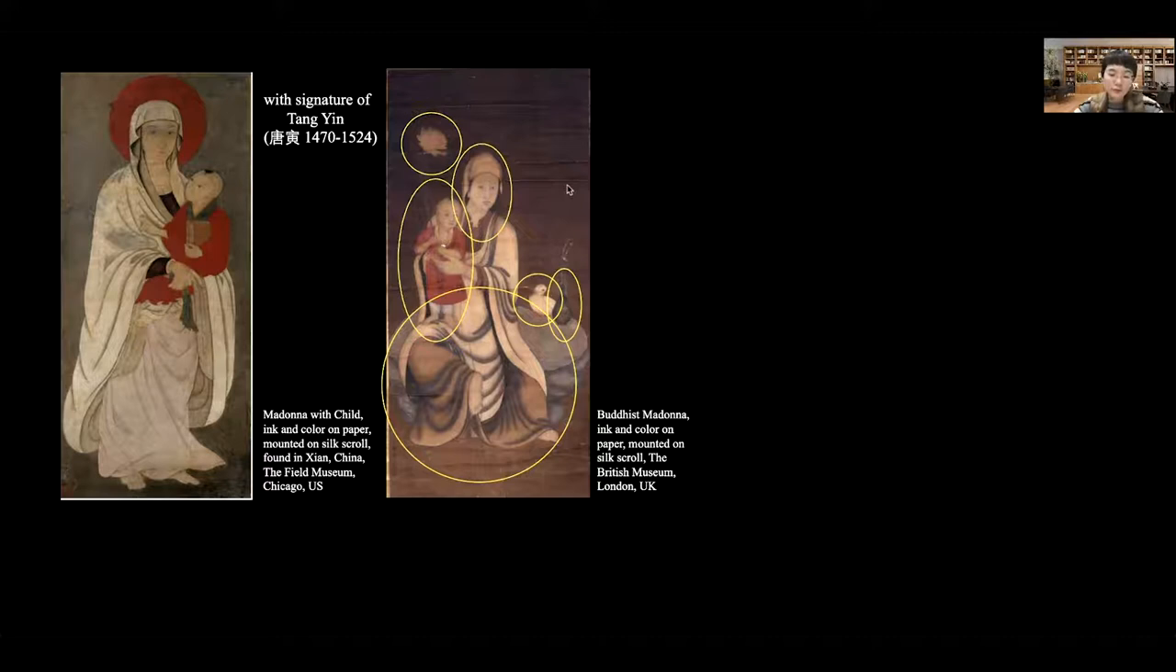Especially the white bird, this one, may be a white parrot in Buddhist sutra, but it can also be regarded as a dove, a symbol of the Holy Spirit. And it is also hard to say whether this item in the water bottle is a Buddhist willow branch or just a symbolic feather of the Holy Spirit.